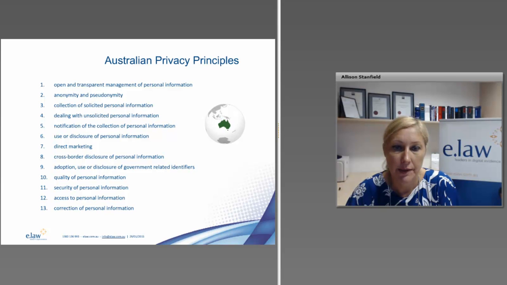The Australian privacy principles are listed. I won't go through them in detail, other than to point out that information must be kept private when dealing with cross-border disclosure of personal information. So that means if your data is going to be potentially stored elsewhere, you take adequate steps to protect that information. You've also got to take steps to ensure that personal information is kept secure.